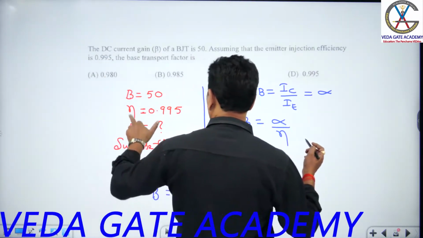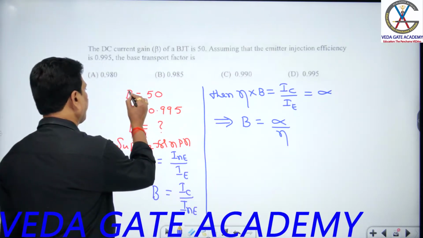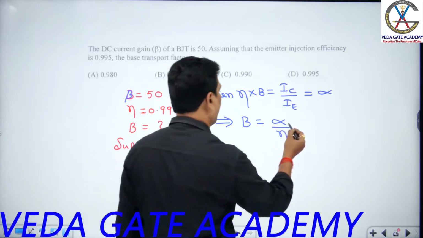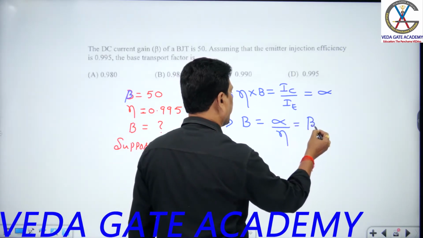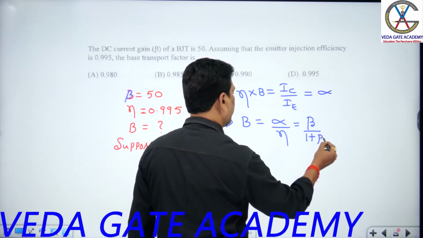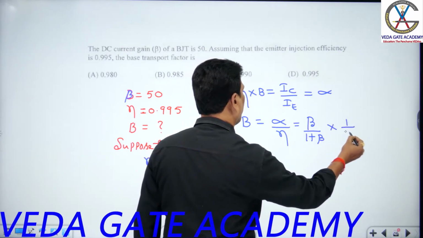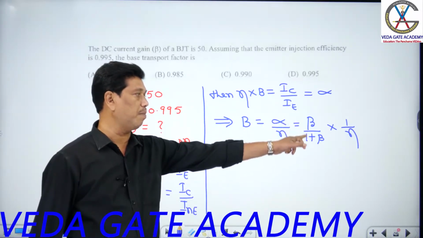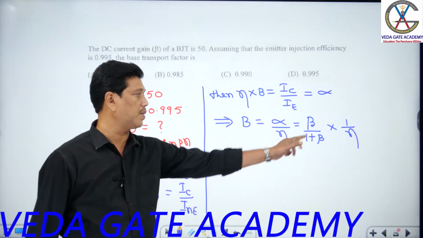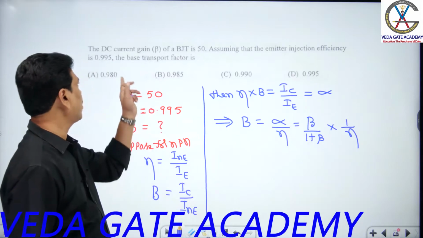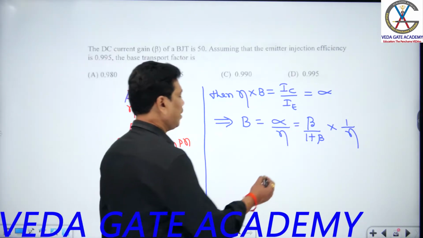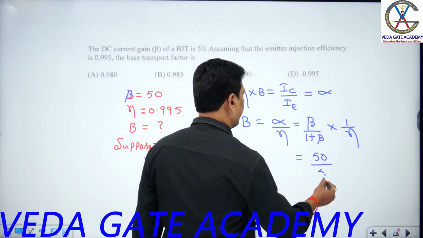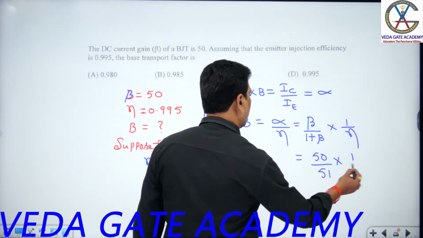But he has given the current gain factor beta, students. Beta equals 50 as given. So now I can rewrite alpha in terms of beta, that is beta by 1 plus beta, and keep 1 by eta as it is. Beta is 50, so it is 50 by 51 into 1 by eta.